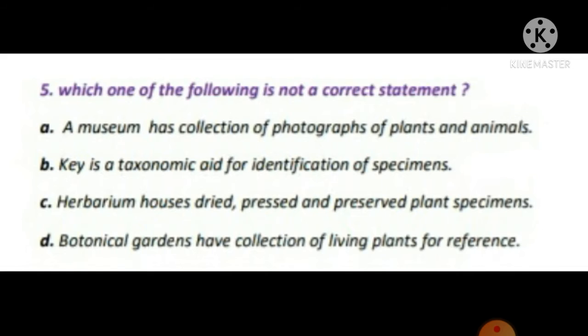I am not providing the answers because you should give this like a test. Okay.